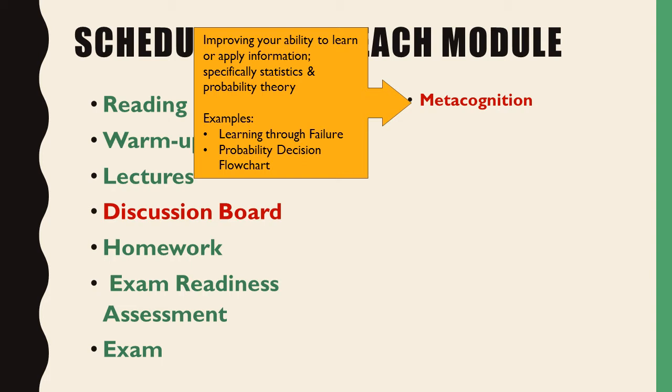So examples of that we have, for example, this first week is reflecting on learning through failure and how we can use that to help improve our comprehension and use of statistics. Later in the semester, we're going to be looking at developing a probability decision flowchart. So none of these are specifically about statistical processes and procedures, but more about thinking about statistics and organizing the knowledge that we've been working with.